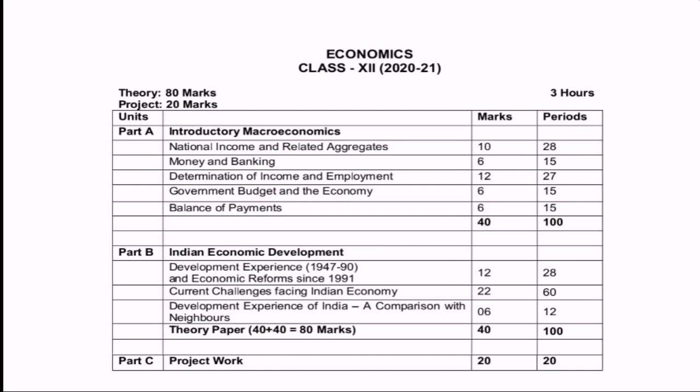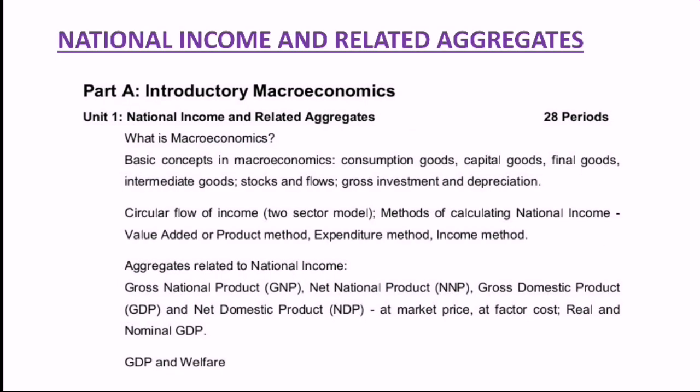Basically in this unit, we will deal with the first chapter, that is National Income and Related Aggregates, which is of 10 marks. So it is very much important from exam perspective as well as for building a strong base in macroeconomics and also for understanding our country very well. So let's see what we have to study there in this chapter.